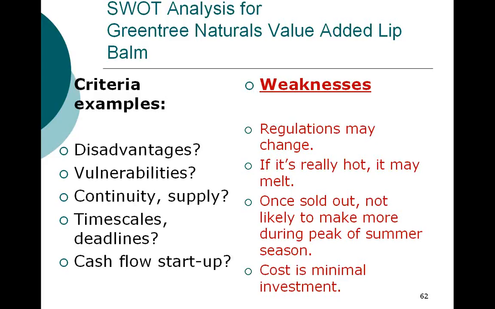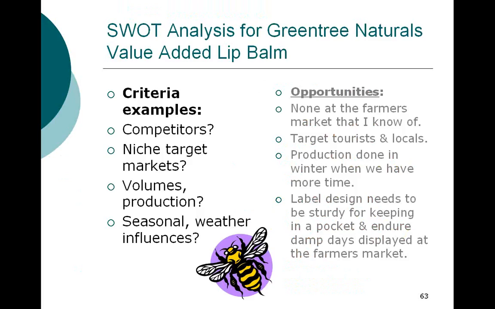Vulnerabilities, obviously, it's a wax, so it would melt if it was really hot, so I have to be careful about not leaving it out in the sun. But in making it, in my testing process, I also had to make sure it was something that wouldn't melt when you put it in your pocket. And once sold out, I probably wouldn't make any more during the peak of the summer. The SWOT analysis is a way for me to help determine how much I should make, and we'll just kind of play that by ear as we go.